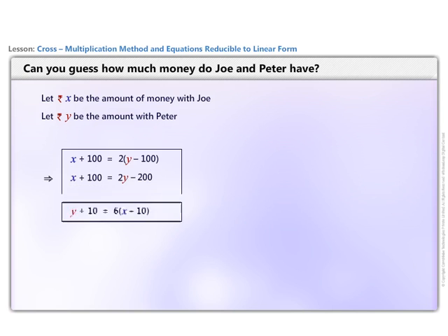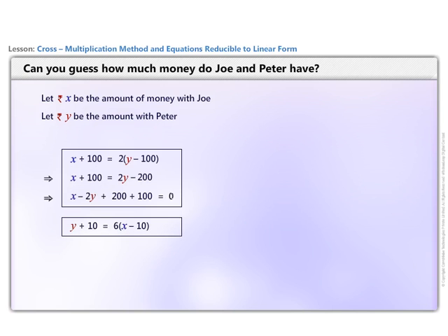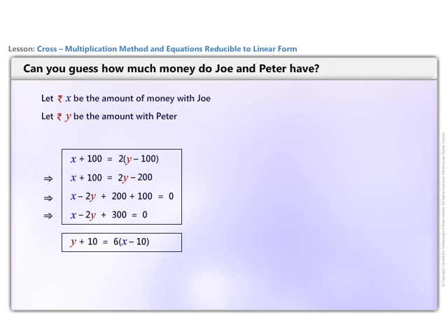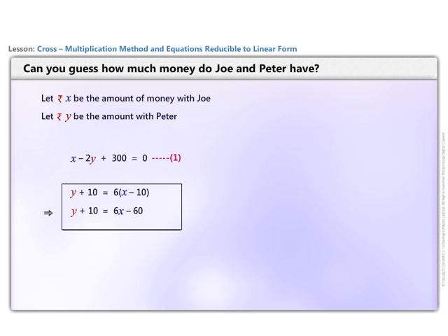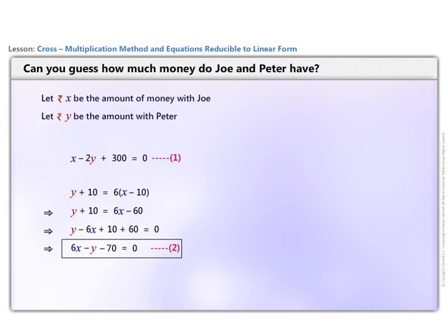Simplifying the two equations, we get x - 2y + 300 = 0. Consider this as equation 1. 6x - y - 70 = 0. Consider this as equation 2.